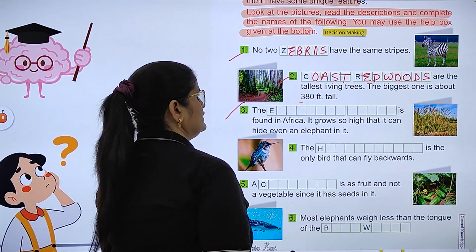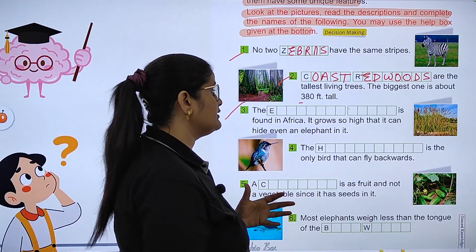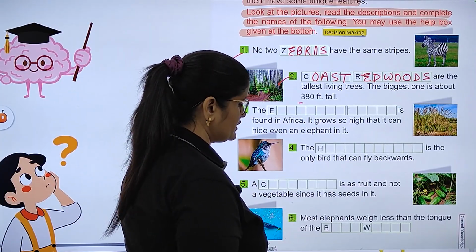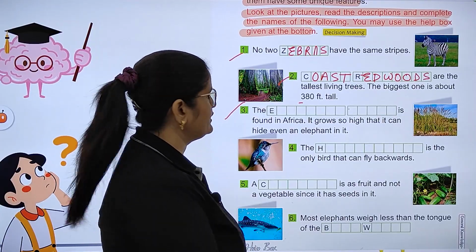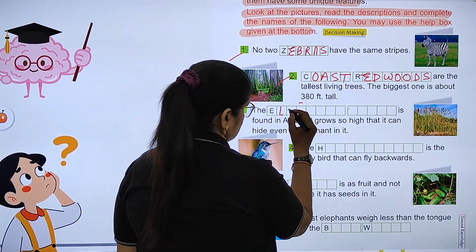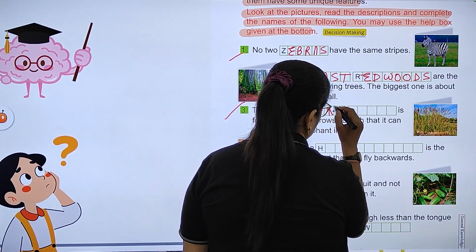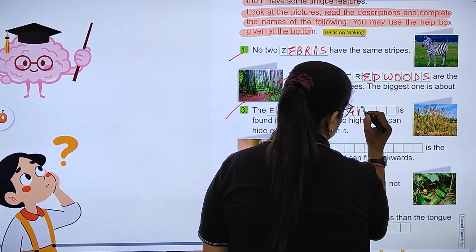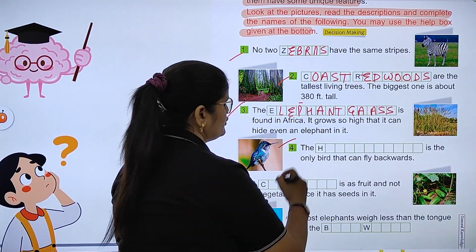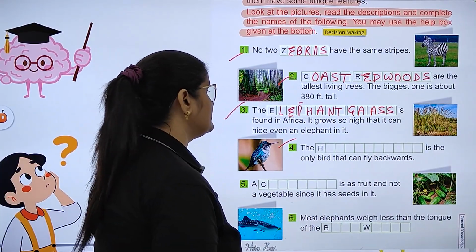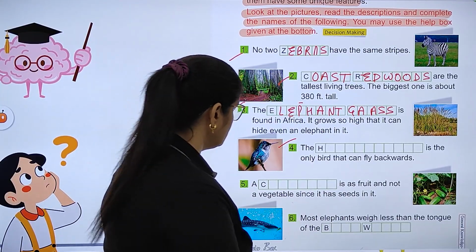Number 3. The dash is found in Africa. It grows so high that it can hide even an elephant in it. मतलब इतनी तेजी से ग्रो करती है ये हाथी को भी छुपा ले. Elephant grass. Number 4. Is the only bird that can fly backwards. Hummingbird.